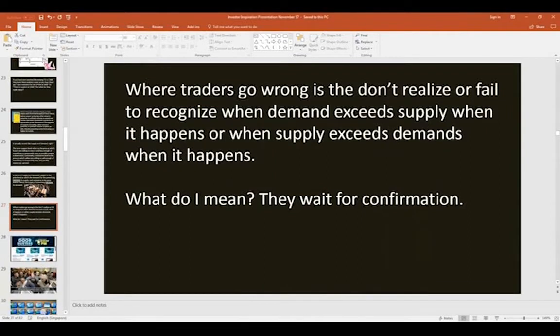What do I mean? They like to wait for confirmation. Traders like to wait for confirmation, and that's the difference between, I think, professional traders and amateur traders. I don't want to say retail traders, I'll say amateur traders. And why do I say that?